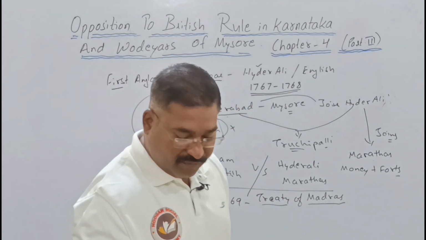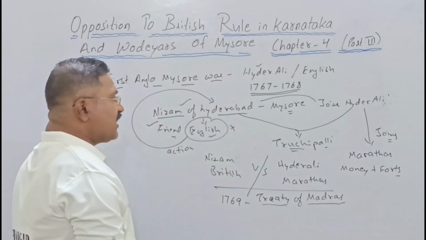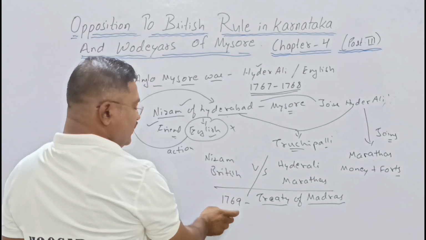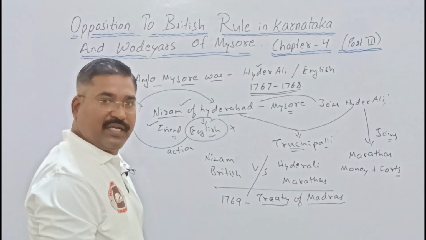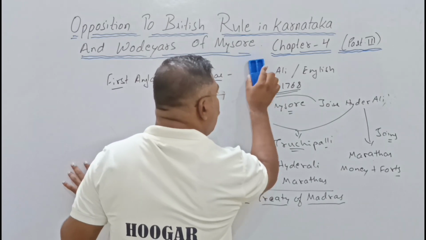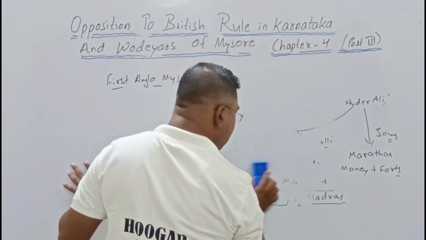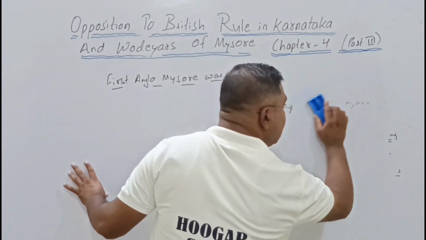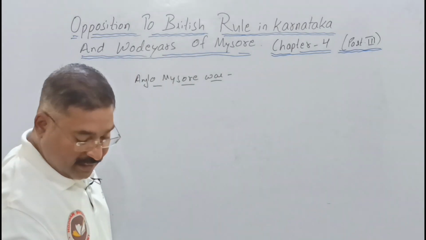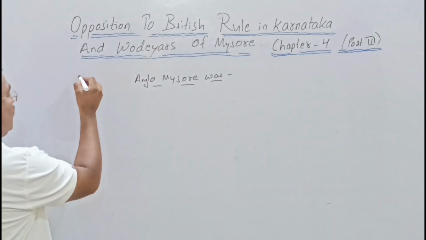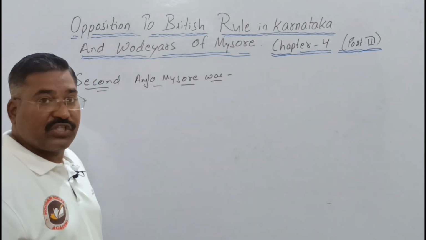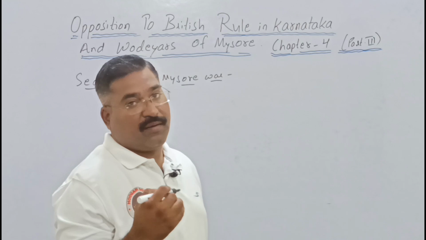But peace did not remain for a long period of time. The Treaty of Madras was signed in 1769. The British wanted to have the whole territory, Mysore territory, under their hand. Keeping this in mind, once again a clash took place between the English and Mysore.